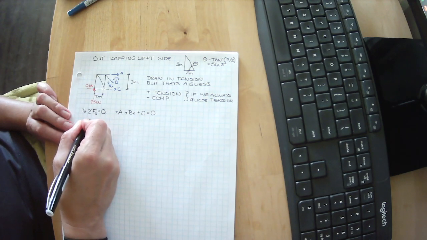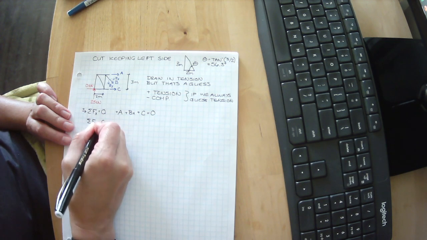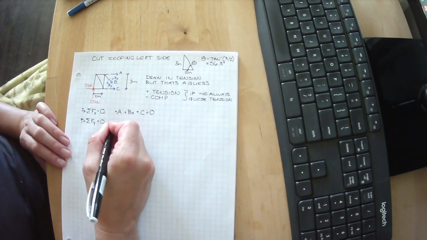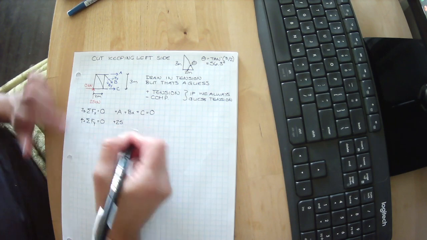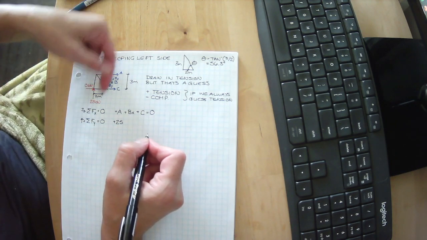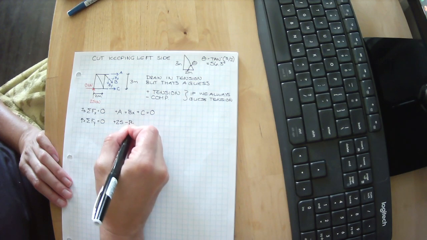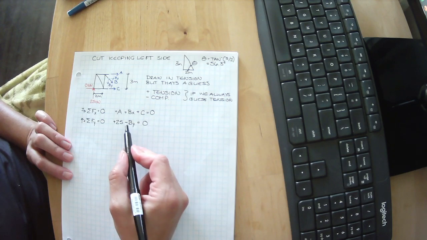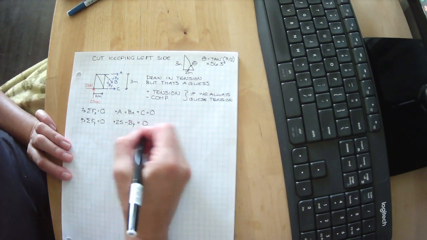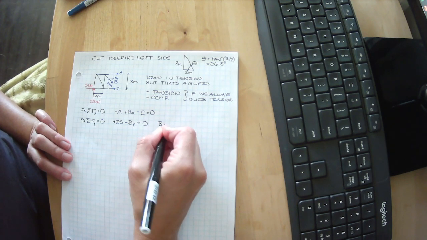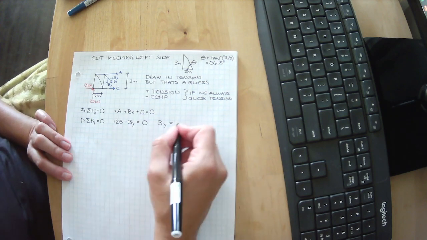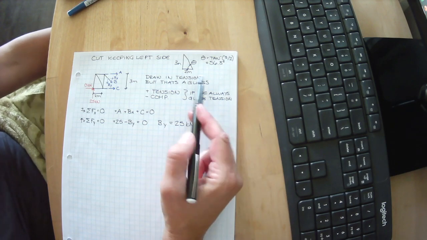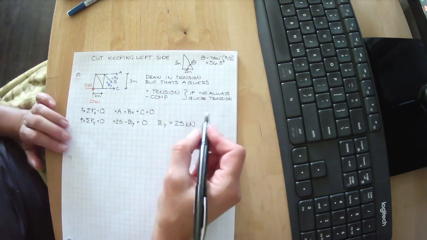Let's do the sum of the forces in the y direction, where everything upwards is positive. Well, we've got our positive 25 kilonewtons, and we've got By going downwards, or minus By equals 0. Well, it looks like we could solve for By. That's pretty handy. By now equals 25 kilonewtons. And it doesn't tell us what B is. Maybe we could go find what B is, but let's just hold off for right now.